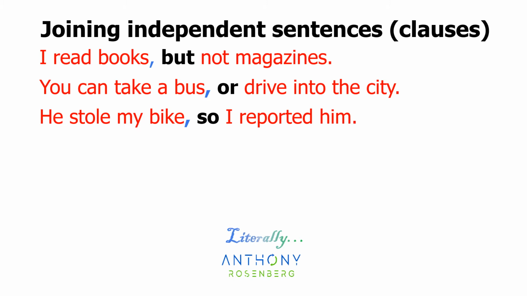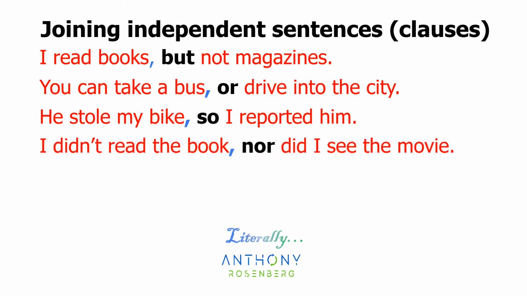We have two independent clauses. He stole my bike, I reported him, and we've joined them with a coordinating conjunction, so, and the comma is correct. I didn't read the book, nor did I see the movie. So we have two different verbs, read and see. We have two independent clauses. I didn't read the book. The second clause, as an independent clause, would be I didn't see the movie.